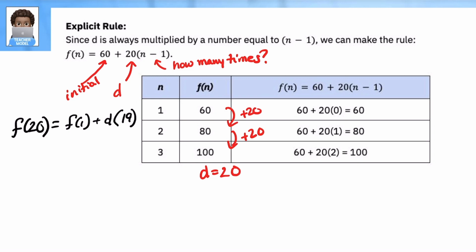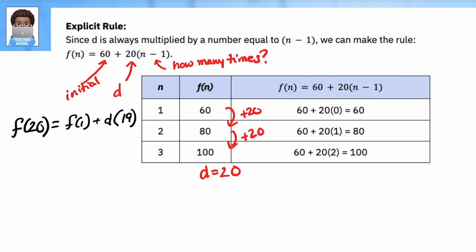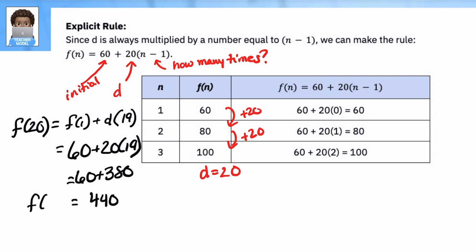Okay? Because that means I'm just going to keep doing this: plus 20, plus 20, plus 20, plus 20, plus. Then I'm doing this 19 times. So instead of just adding it again and again, I'm just going to do 20 times 19. So I'm starting with 60 plus 20 times 19. 19 times 20 is 380, plus 60, and that gives me 440. And look at how quick that was to figure out the number.